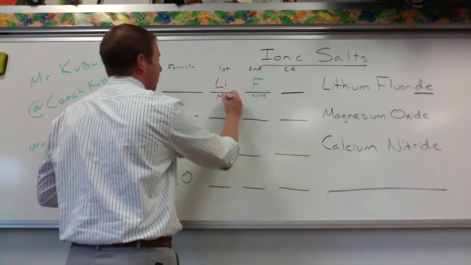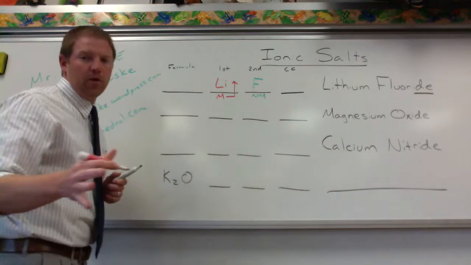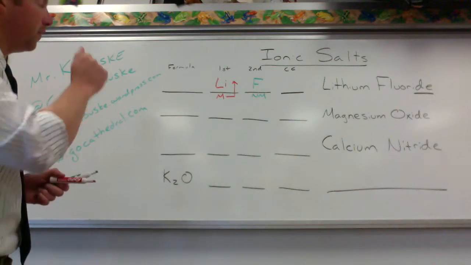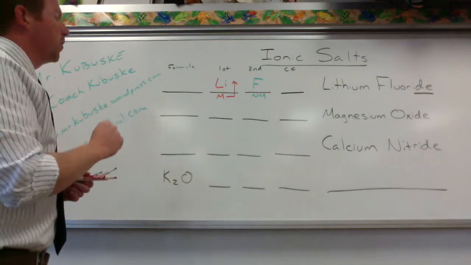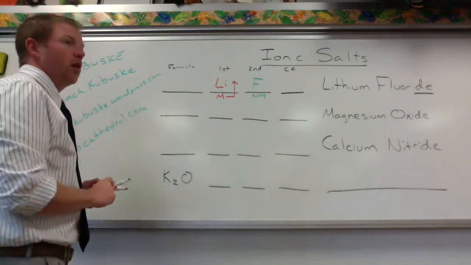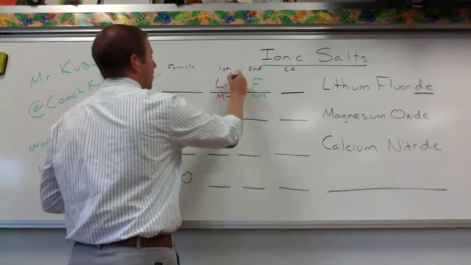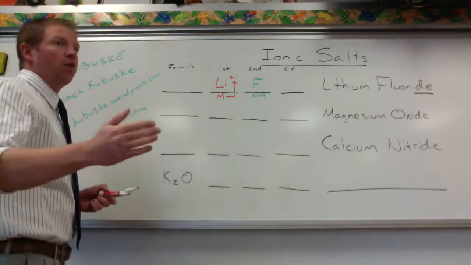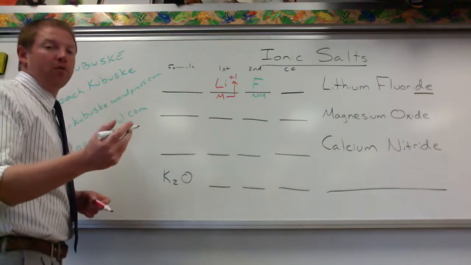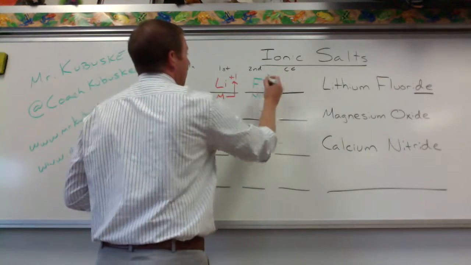Now for metals, I always put a little arrow, and you'll learn why we put that arrow here in the second part of the video. But we always put an arrow up to show the charge. So lithium's charge, remember, it's in that first column, so that means it has a charge of +1. Fluorine is in the last column right before the noble gases, so that means it's a -1.